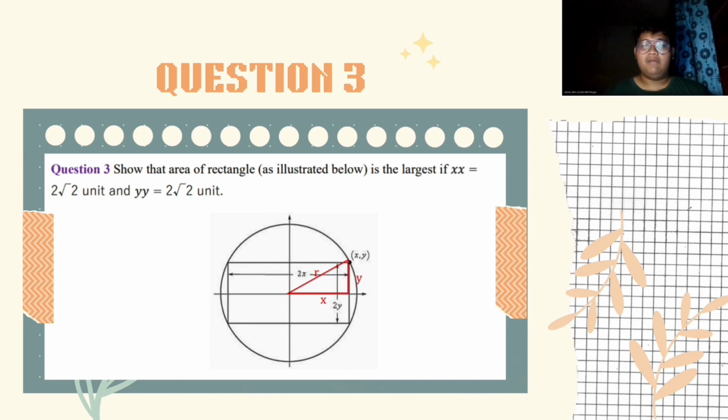Assalamualaikum warahmatullahi wabarakatuh. My name is AIQAL and this is my friend HUSNIYAH, and today we will present the solution for question 3. The question is, show that the area of the rectangle as illustrated in the photo below is the largest if x equals 2 root 2 units and y equals 2 root 2 units.